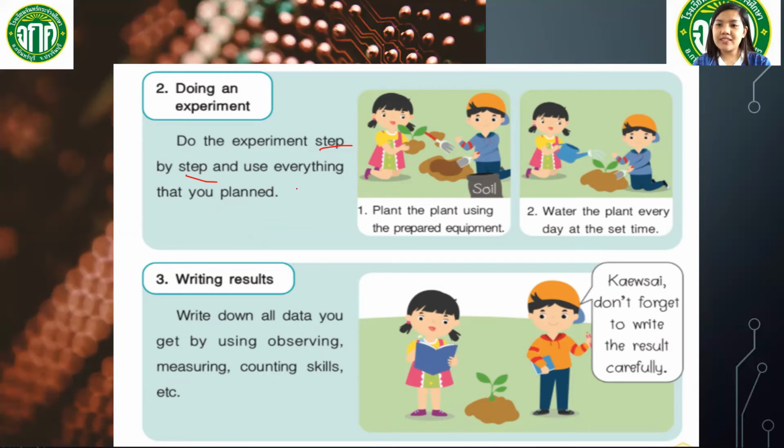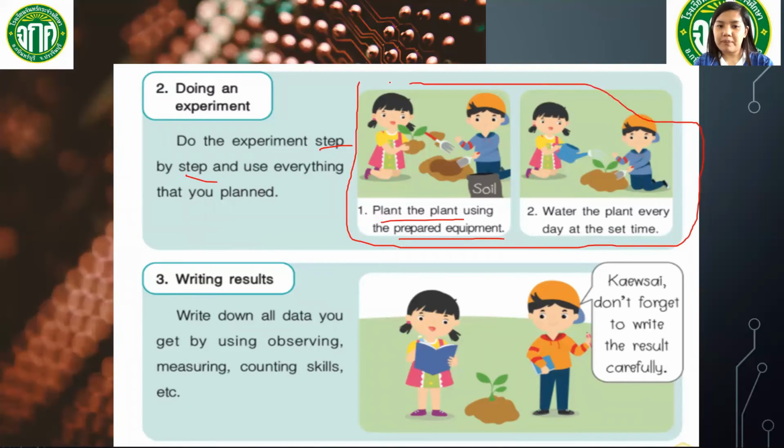Okay, so you planned in step 1, now you are going to do it in the second step. Plant the plant using the prepared equipment. What you have prepared, you need to use it here. And in number 2, water the plant every day at the set time. Right, so that is how we are going to do an experiment. We need to follow what we have planned in the first step.